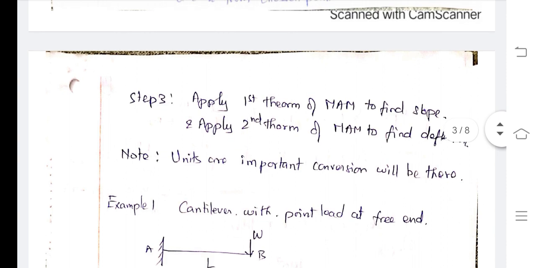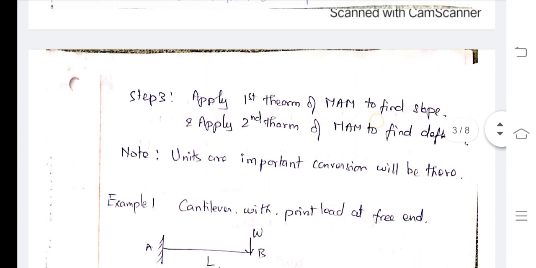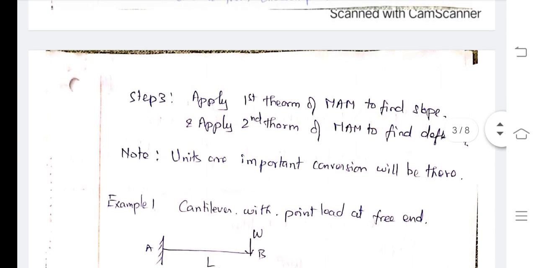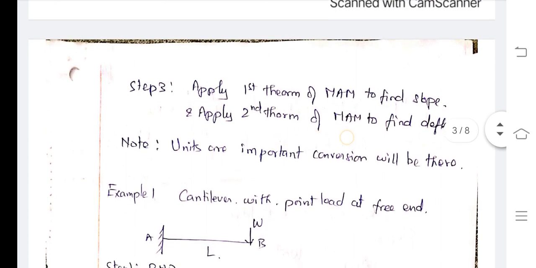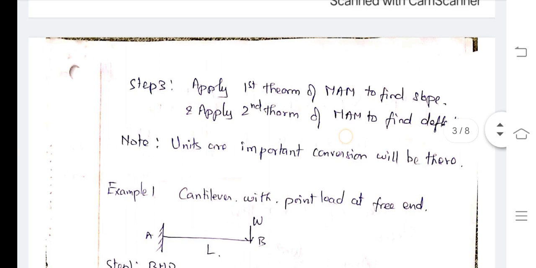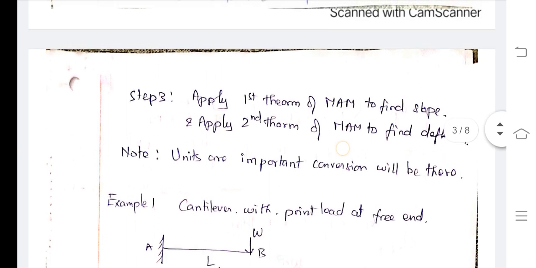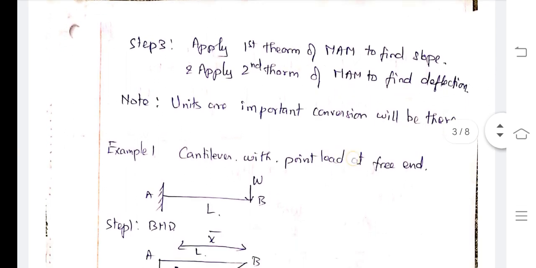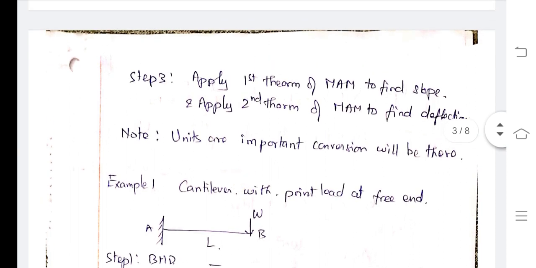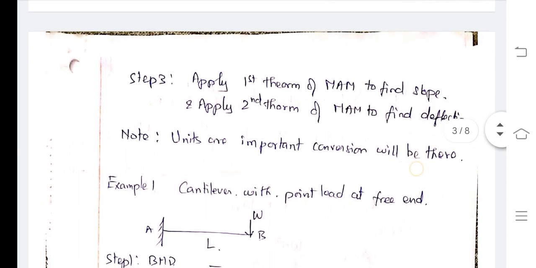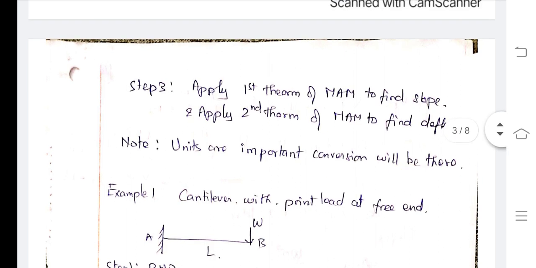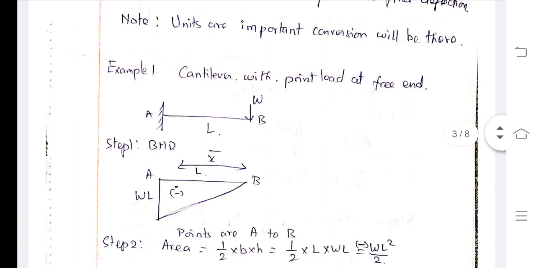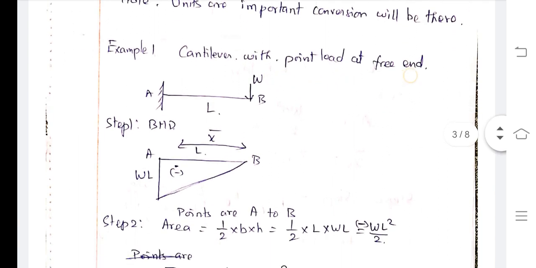Then apply the first theorem of moment area method, which is nothing but slope is equal to A by EI. Second theorem, deflection is equal to A x bar by EI. Here again note, units are very important in conversion, because you will see in the problem why conversions are very important here. Then the very first simple example: a cantilever beam with a point load at the free end.